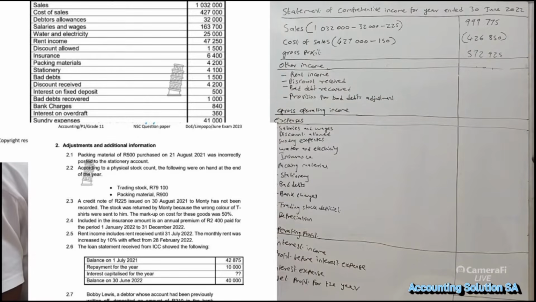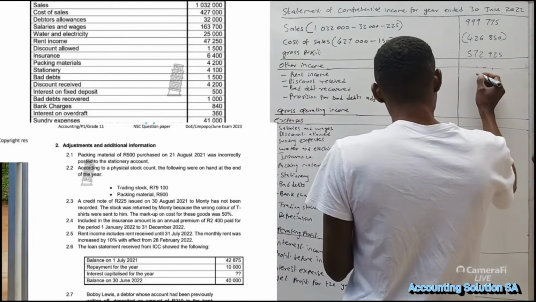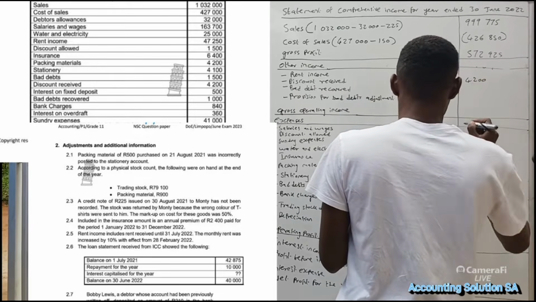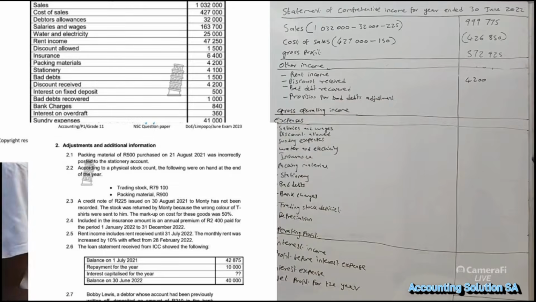So the first one that we are going to follow on our adjustment, if it is there, is discount received. Discount received, we don't have any transaction. We're just going to copy 4,200 from our trial balance, but there was no marks allocated there, so you don't have to worry about that one.